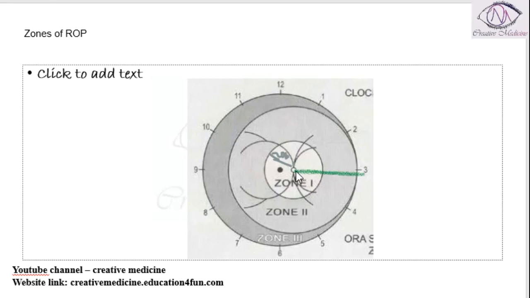So zone 1 is from the optic disc, you take two disc diameters as radius and draw a circle, then that is zone 1. Now from the optic disc to the ora serrata you measure the length, and if you draw a circle taking this as radius, then it is zone 2. The rest of the temporal retina is zone 3.